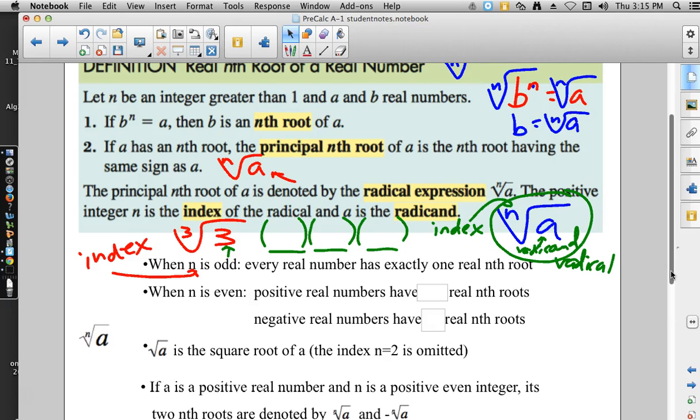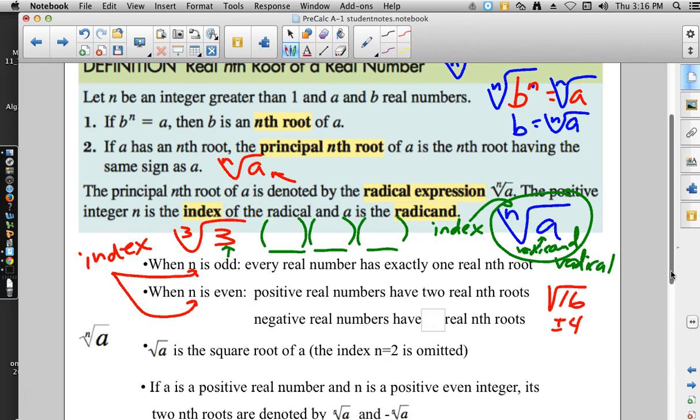Now when n, the index, is even, now that's different. We know that. For instance, in Algebra 2, when you had to take the square root of 16, you knew that you could get two answers. It could be a positive 4, it could be a negative 4. So when n is even, positive real numbers have two real nth roots. Notice that 16 is positive, so we have two real nth roots. However, negative real numbers have blank real nth roots.